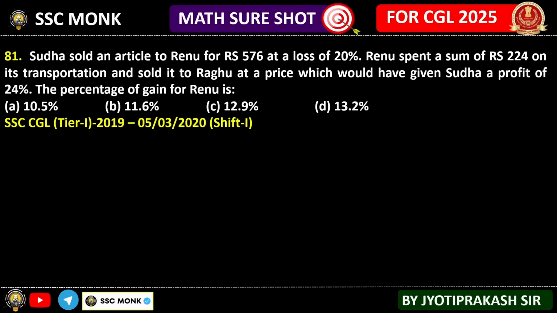Next, Sudha sold an article to Renu for 576 at a loss of 20%. Renu spent a sum of 224 on its transportation and sold it to Raghu at a price which would have given Sudha a profit of 24%. Find the percentage gain for Renu.